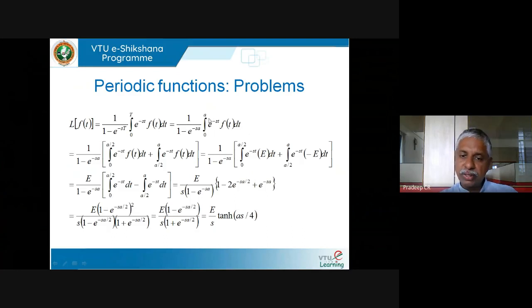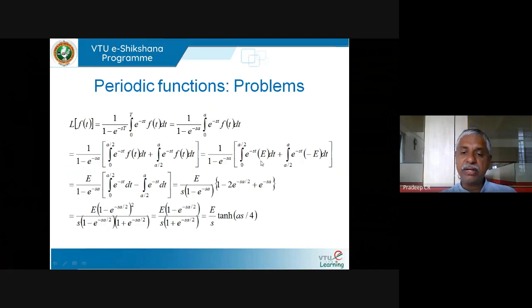Now, from 0 to a, f(t) doesn't have a single form. From 0 to a by 2, it has one form, and from a by 2 to a, it has another form. So I'll write that: 0 to a by 2 and a by 2 to a. From 0 to a by 2, it looks like E. From a by 2 to a, it looks like minus E.